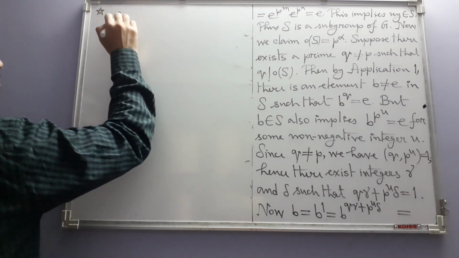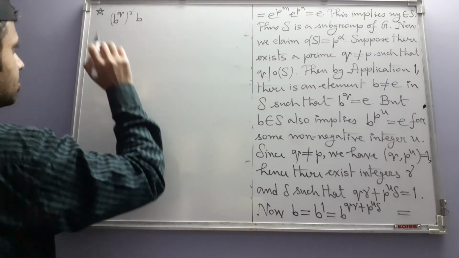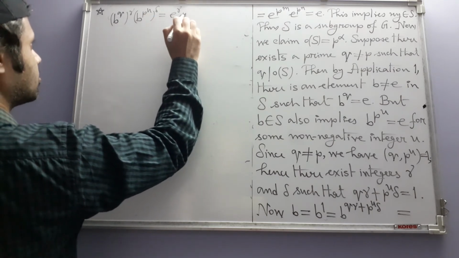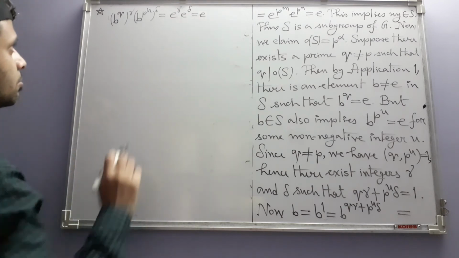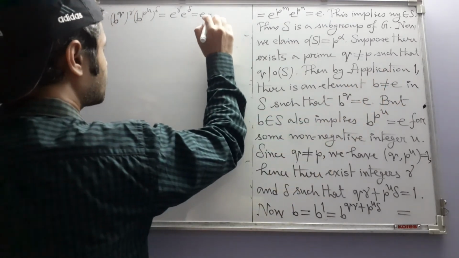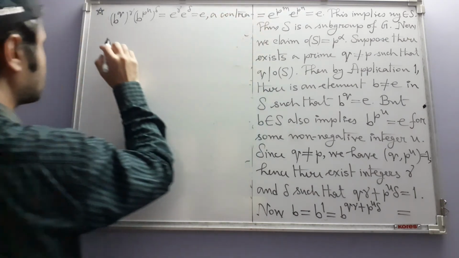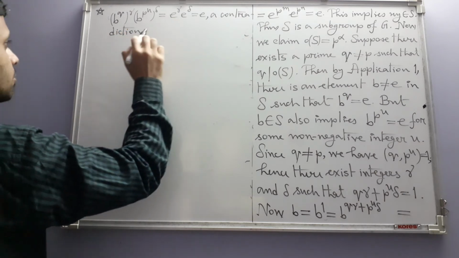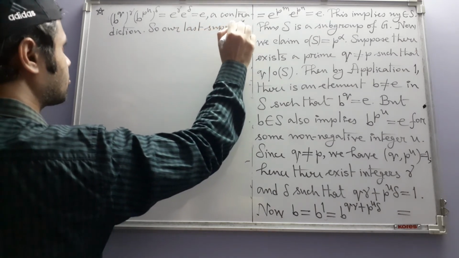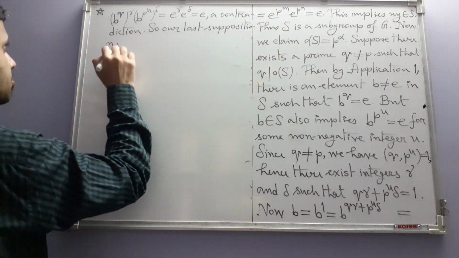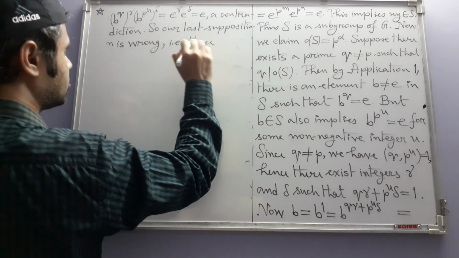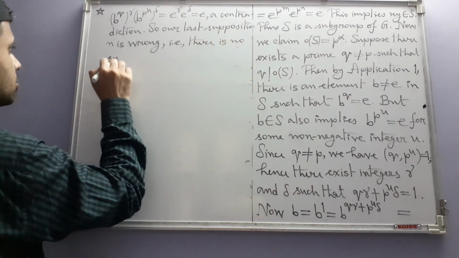This is equal to (b to the power q) whole to the power gamma times (b to the power p to the power u) whole to the power delta. Equal to e. So this is a contradiction because b is originally not equal to e. So our last supposition is wrong, that is, there is no such q.